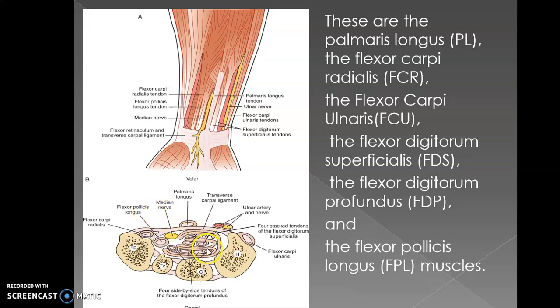And here you just have to see the deepest muscles, four tendons of the same muscle, which are flexor digitorum profundus, FDP. FDP is the deepest finger flexor muscle. It is going and attaching to the distal phalanges.